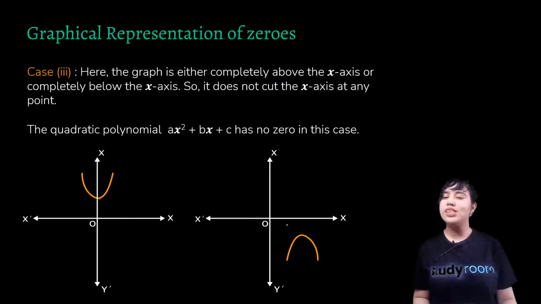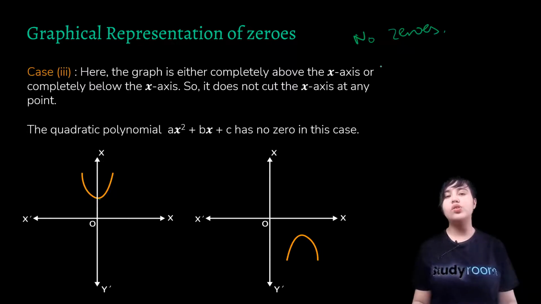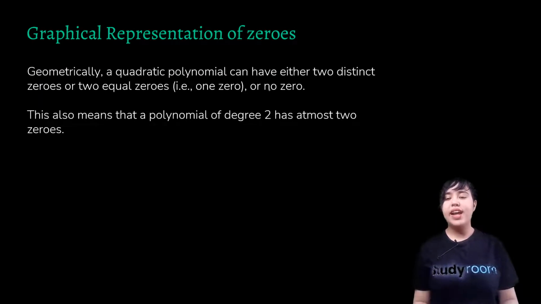Same is the case with this downward parabola. So in this case, if there is no intersection with the x-axis, will we have a zero? No. So here we have no zeros. So we have seen 3 possibilities, where you can get 2 distinct zeros, 2 same zeros, or no zeros at all. So let's just summarize that.